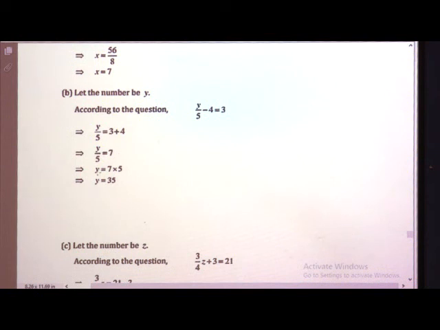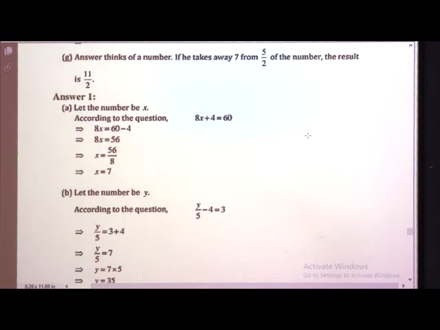7. y is equal to, here it is divide, it is in the denominator, now it will go to the numerator, or we can say it is multiplication. So y is equal to 7 multiplied by 5. So y is equal to how much? 35. So in this way we wrote an equation, as well as found the value of a variable, that is y.